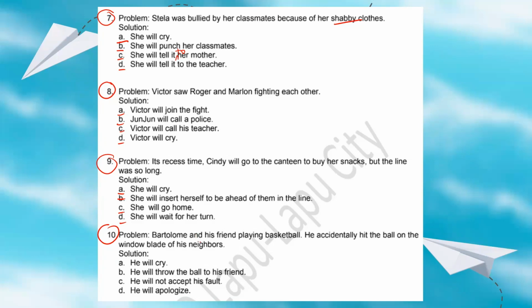10. Bartolome and his friend were playing basketball. He accidentally hit the ball on the window blade of his neighbors. What should he do? A, he will cry. B, he will throw the ball to his friend. C, he will not accept his fault. Or D, he will apologize.